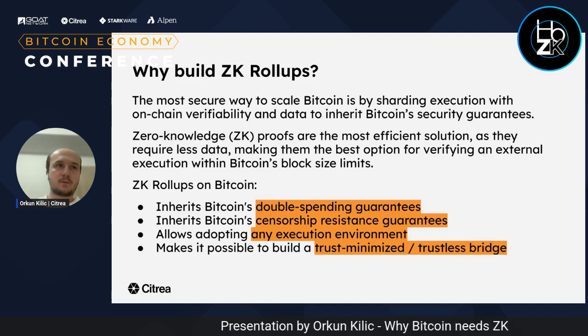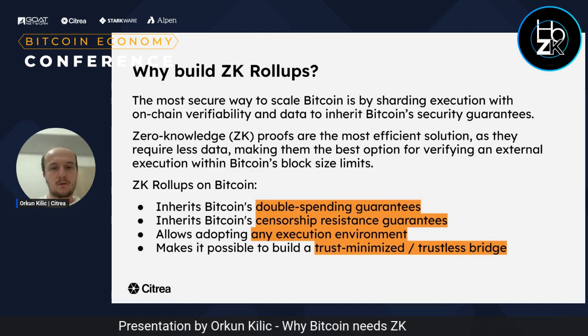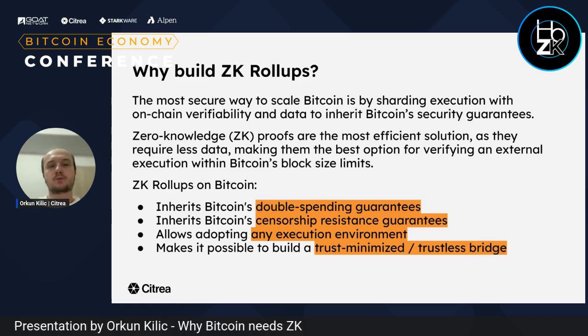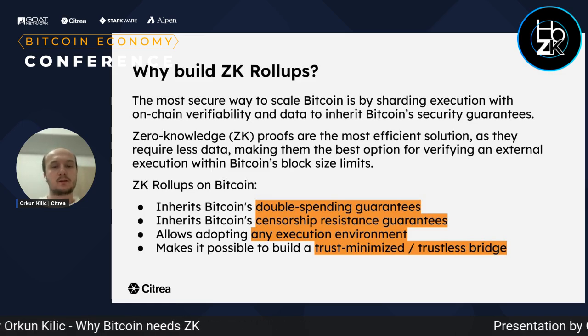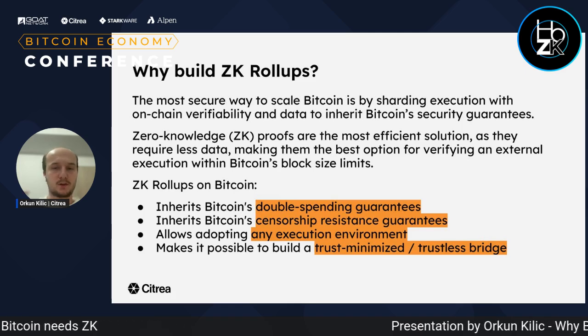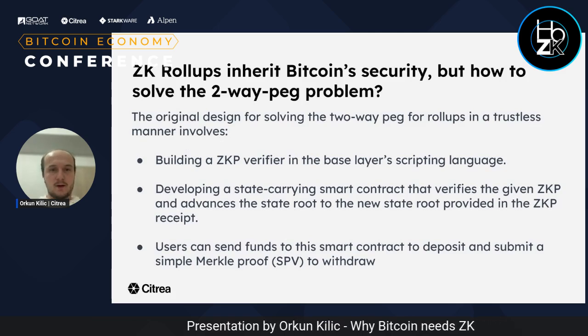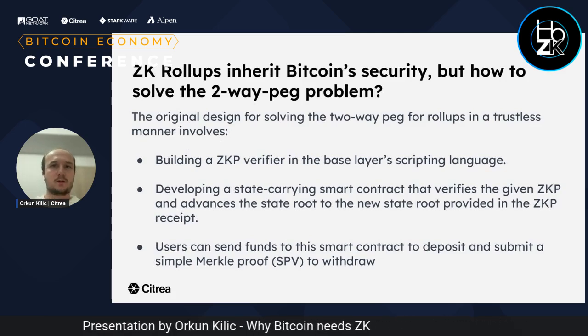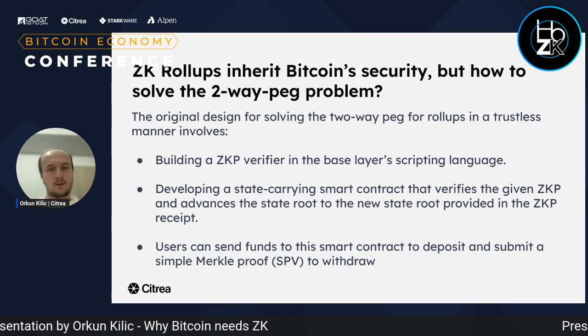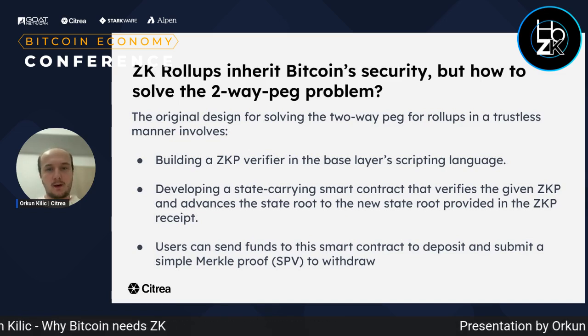And I think the other important point, which is very relevant to the previous panel, is that these ZK proofs allow you to build a trust-minimized or trustless bridge, depending on the state of Bitcoin. So the ZK rollups inherit Bitcoin security, but how do we solve that old two-way peg problem that we've been talking about for almost a decade?